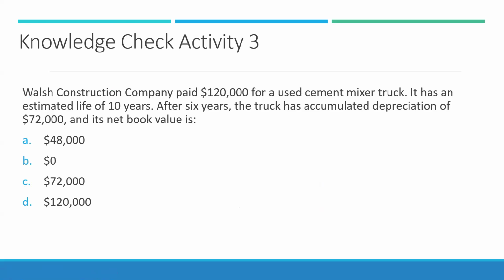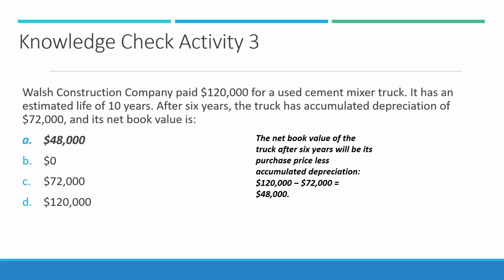Guys, what do you think of this one? Walsh Construction Company paid $120,000 for a used cement mixer truck. It has an estimated life of 10 years. After 6 years, the truck has accumulated depreciation of $72,000, and its net book value is which one? A. So 120,000 minus 72,000 gives us our 48,000. Excellent.